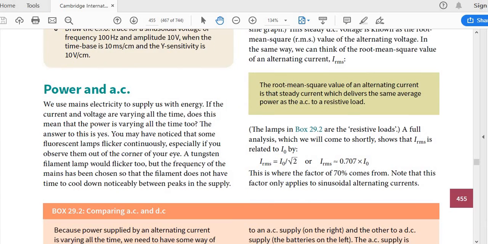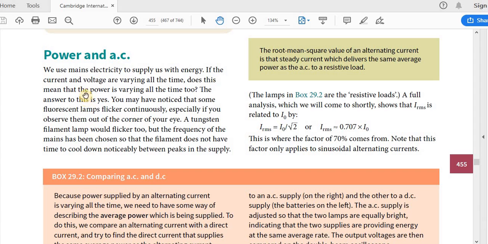Power and alternating current. Right, we'll go through this quickly. We use mains electricity to supply us with energy. If the current and voltage are varying all the time, does this mean that the power is varying all the time too? Yes. The answer to this is yes. So if the voltage is varying and if the current is varying, the power is also varying.